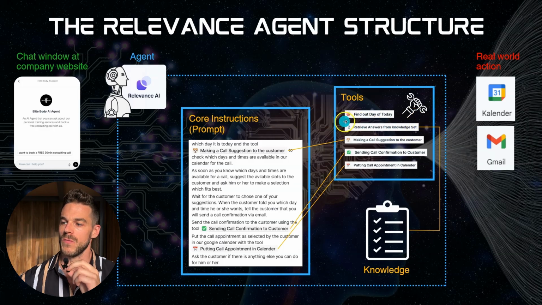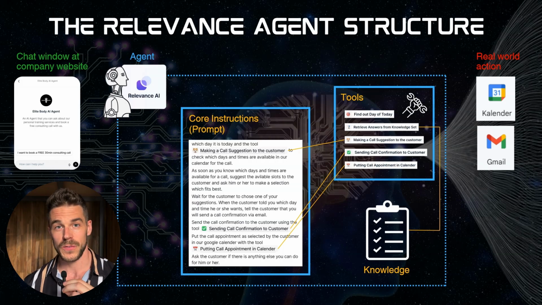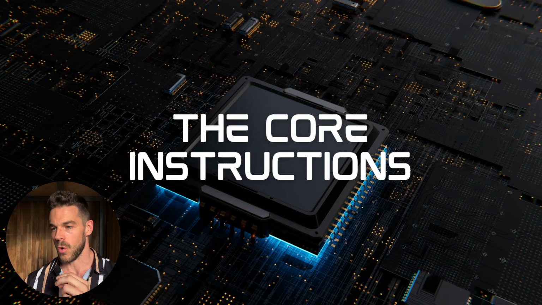And then one of our tools, the Retrieve Answers from Knowledge Set tool, has also access to a knowledge base, and this agent then can operate things in the real world, and that is setting up appointments in a Google Calendar and also sending confirmations with Gmail. So we have here the website, the agent, and actions in the real world. And in the next slides and steps, we will discover step by step how to build that system in Relevance AI. And I want to begin with the most important part, the so-called core instructions.